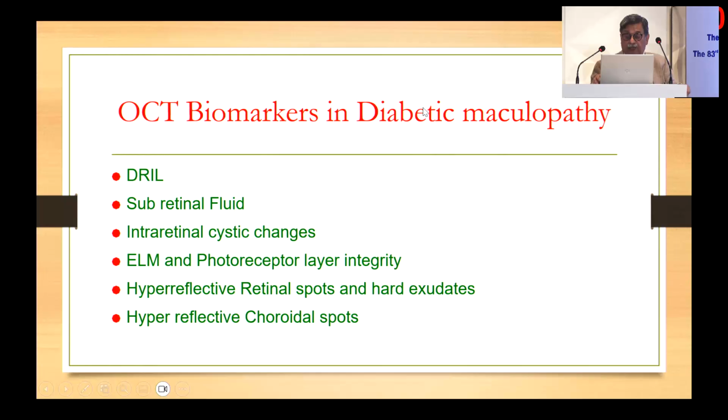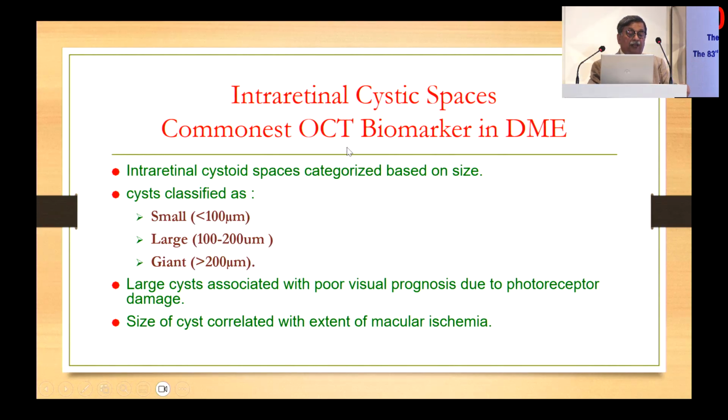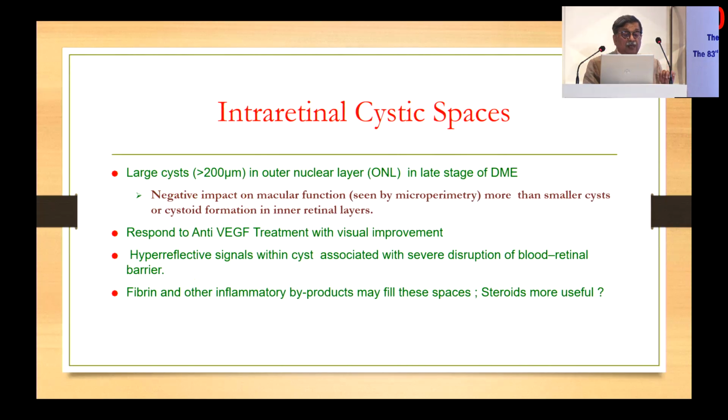The lesions which we have are drill, subretinal fluid, intraretinal cystic changes and all. Let's see. Now, cystic spaces can be small, large, or very large. Large cysts are associated with poor visual prognosis because of effect on the photoreceptors. So this is the important thing, but all cysts respond to treatment. Large cysts may respond a little more slowly. Hyperreflective signals within a cyst are associated with severe disruption of the blood retinal barrier.